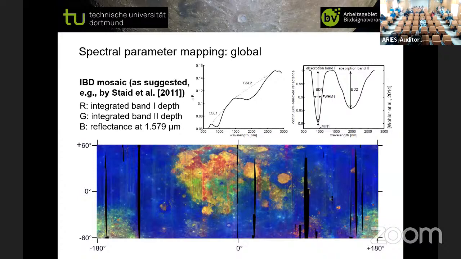Okay, then I will continue looking at the spectral parameters with which Deepak already started to give an overview. A typical spectrum of a lunar structure in the Mare regions specifically looks like this.